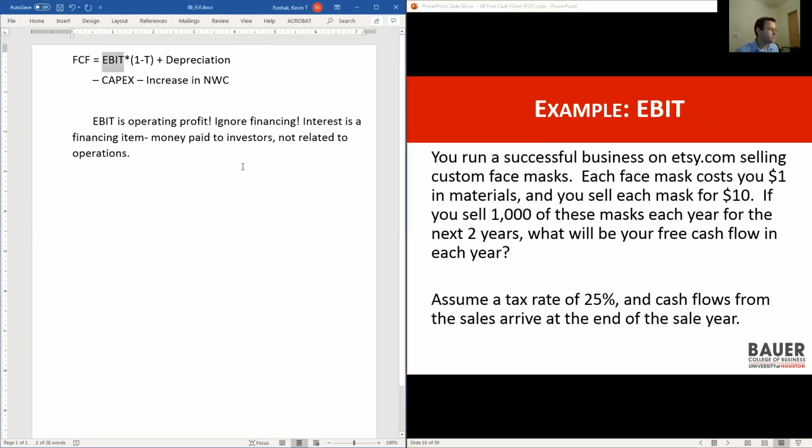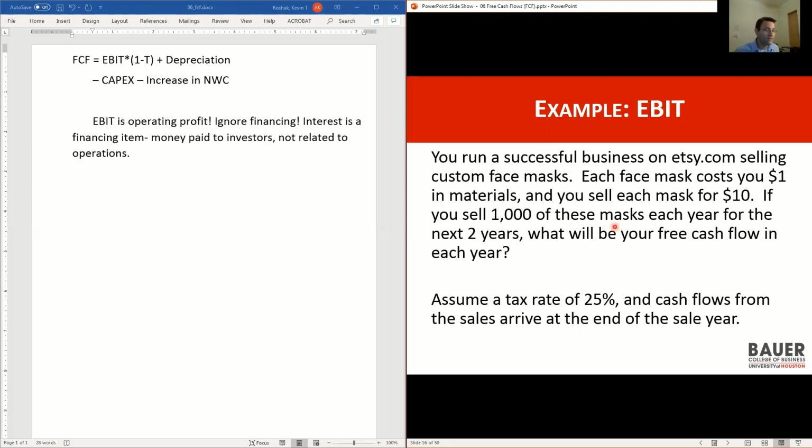So let's do an example, very simple example, just to make sure we're comfortable with EBIT. You've got a business on Etsy, right? You've got all these different folks who make crafts and different hobbies, and they sell them online. Etsy is one market for that. You're making face masks, of course. It's 2020. What else would you make? Each face mask is going to cost you $1 in materials. That's your operating expenses. That's your cost of goods sold. And you're going to sell each mask for $10. So that would be your revenue. You're getting $10 per mask. Your cost of making the mask is $1.